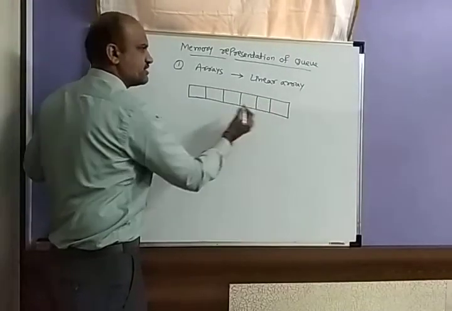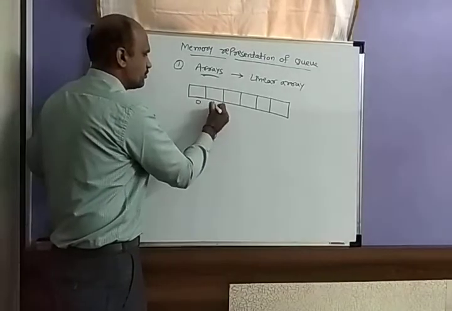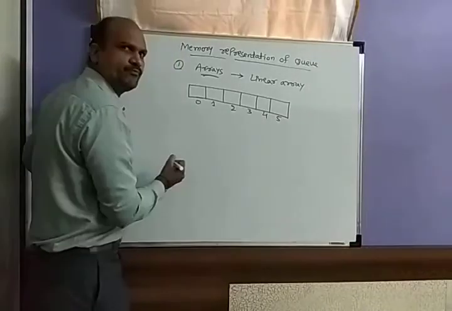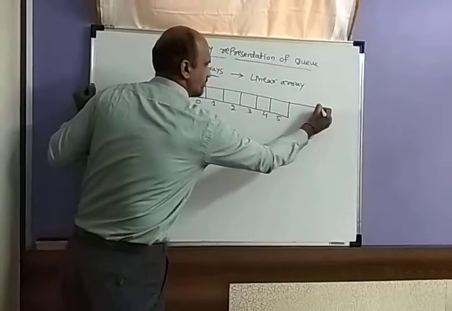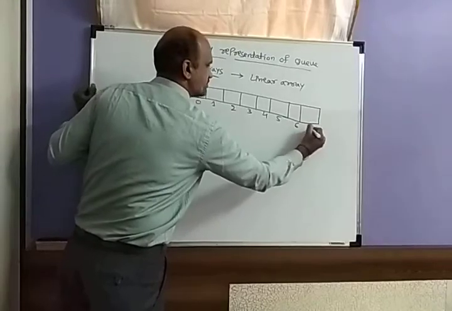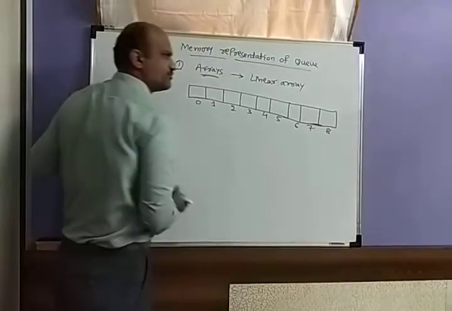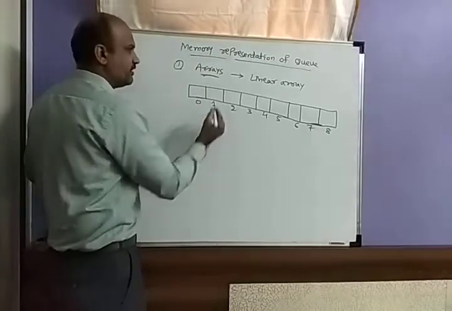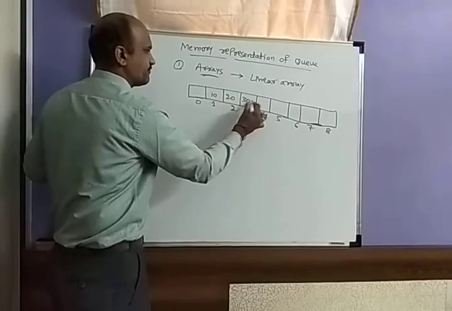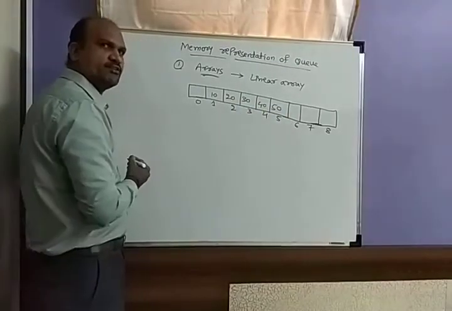So, representation of an array. Okay, so 0, 1, 2, 3, 4, 5. You can take anything, and you can have more elements also: 6, 7, 8. Okay, so if I insert elements now, the elements are present like this. These are the elements present.